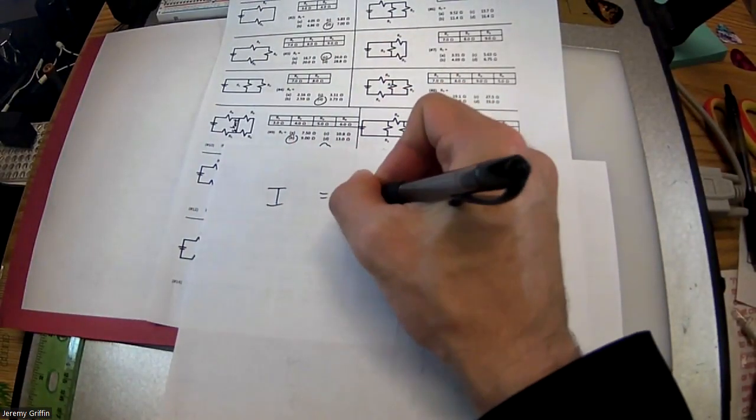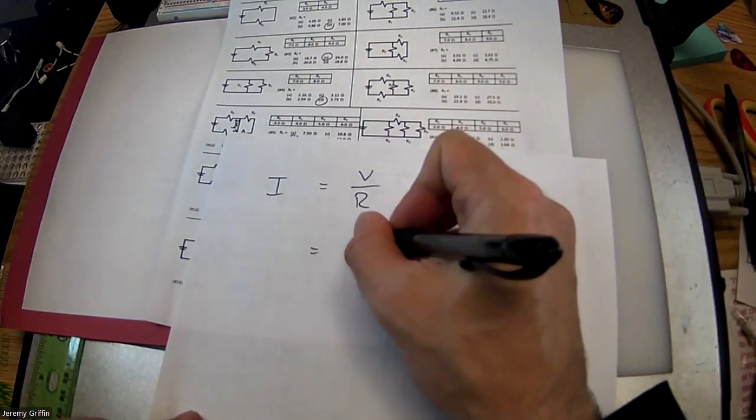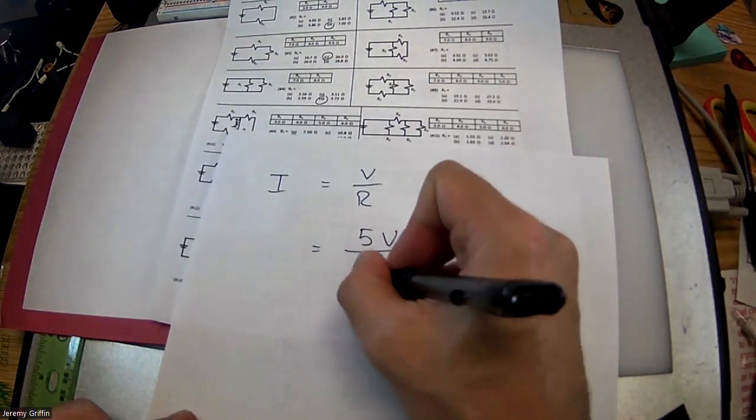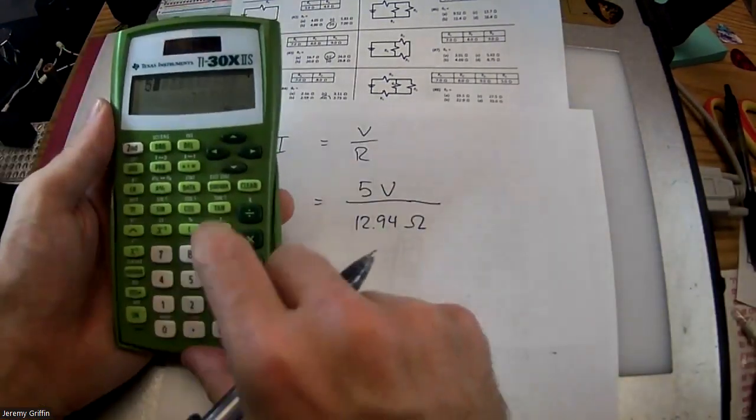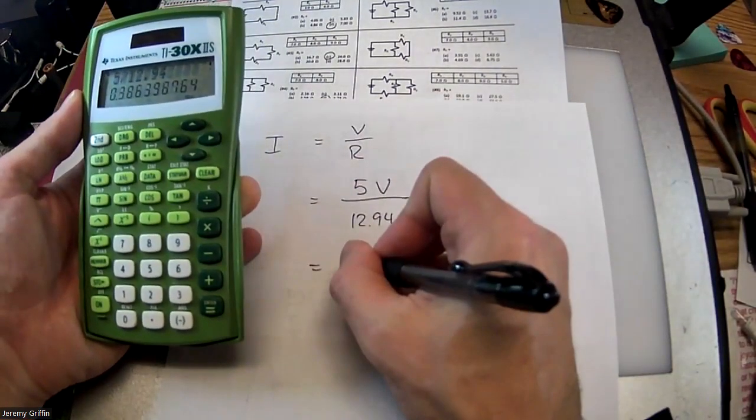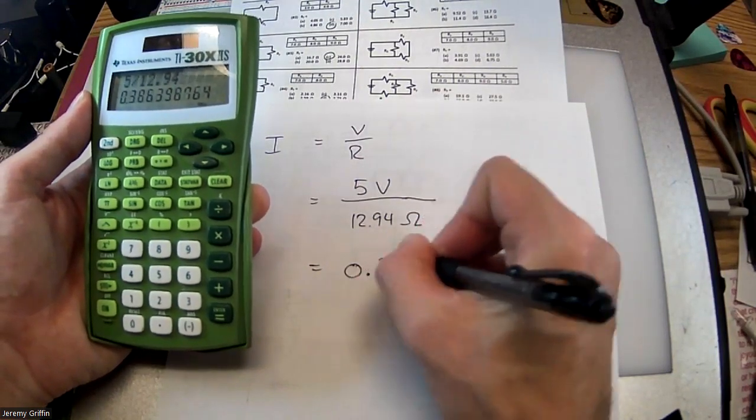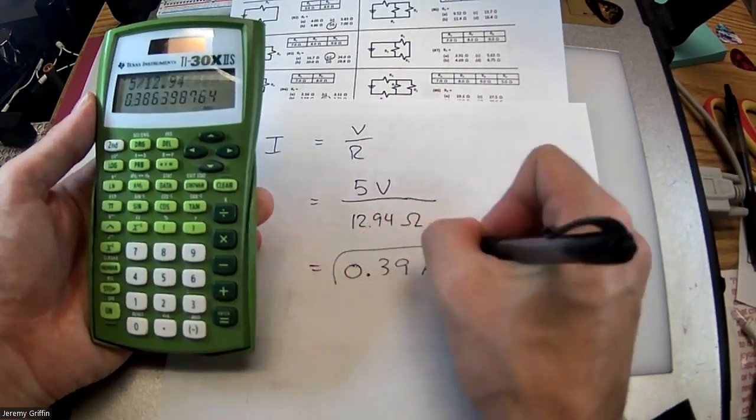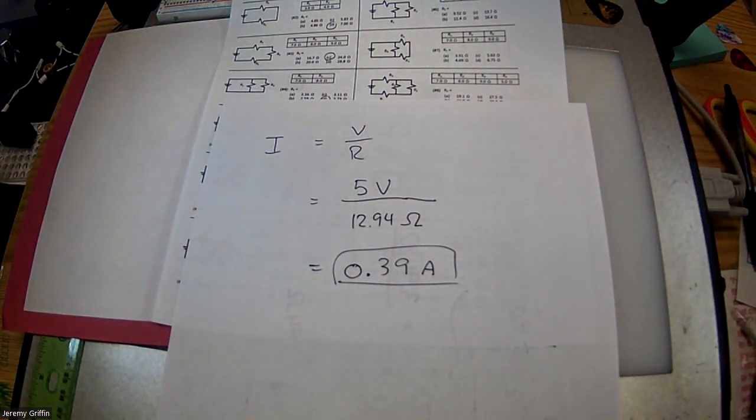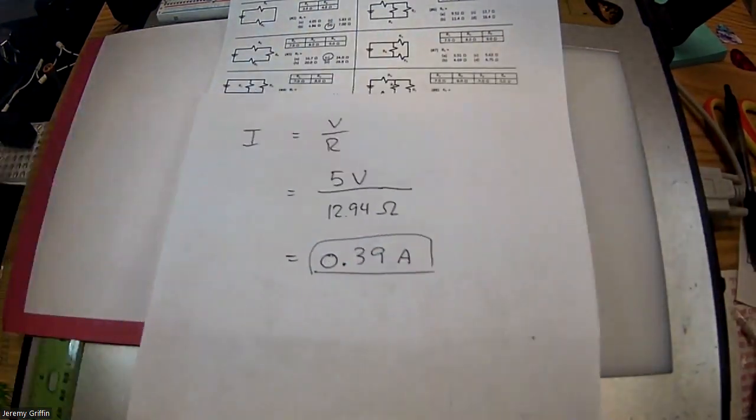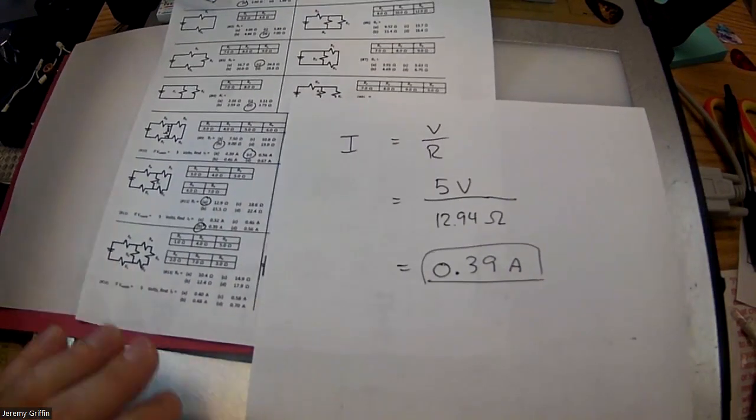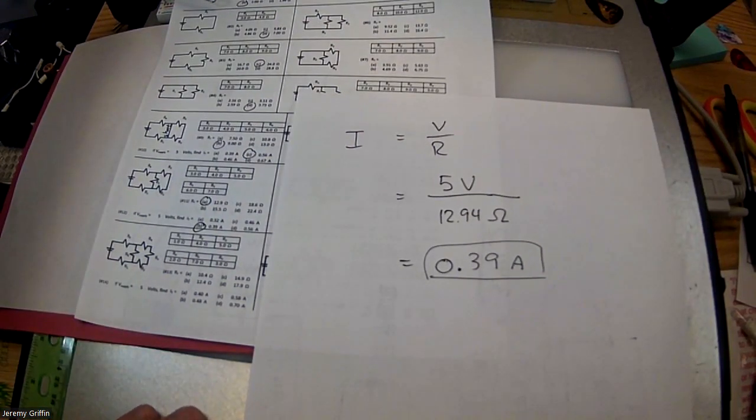So Ohm's law time. Current is voltage acting on a resistance. So I have 5 volts. I have 12.94 ohms. That's 0.39 amps. Bam, right there. All right. Everybody good? We're good?